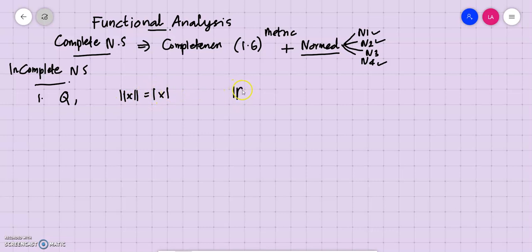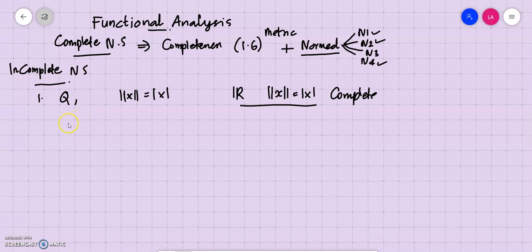In R also, we can define a norm by norm of x equal to mod x, which is complete since R is complete. But in the case of Q, if you define the norm by norm of x equal to mod x, the space is not complete, because you can always take an arbitrary sequence. I think I gave you an example of a sequence in which completeness does not hold.